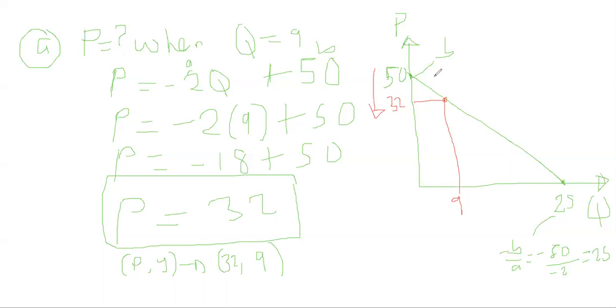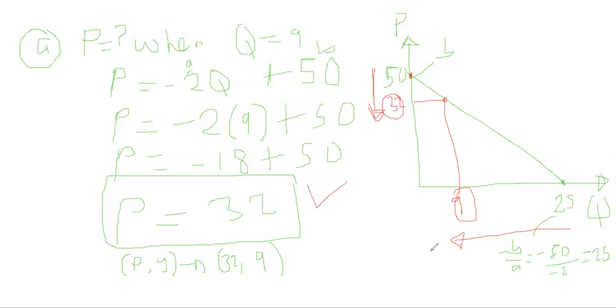So we have this. So this is what we need to know for the A part of the question. So if quantity is 9, then the price will be 32. So it is telling you that when the quantity reduces to 9, what will happen? The price will fall from 50 to 32. So you can see that there is a negative relationship.